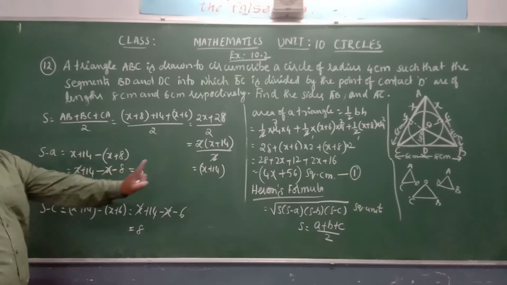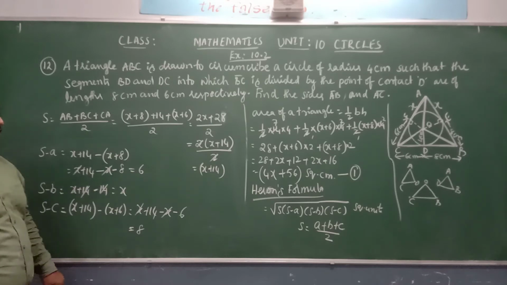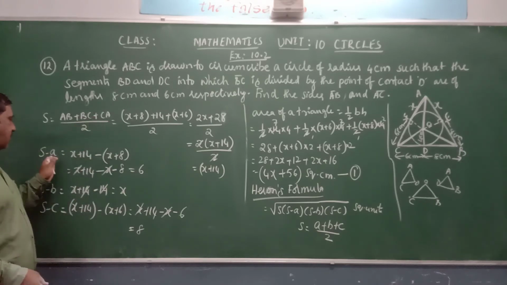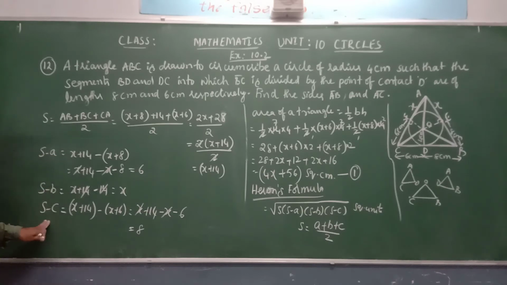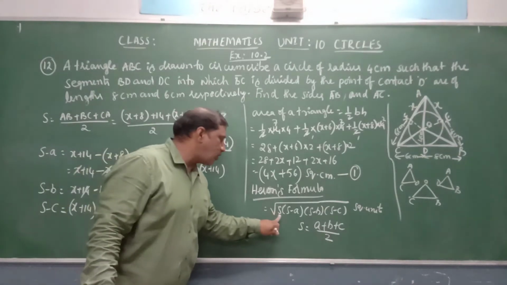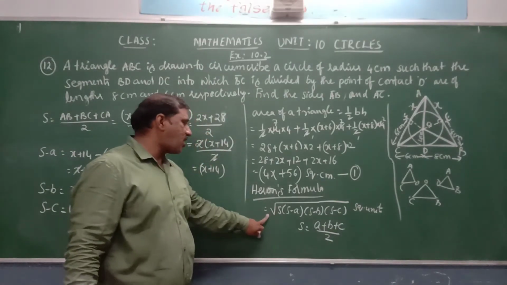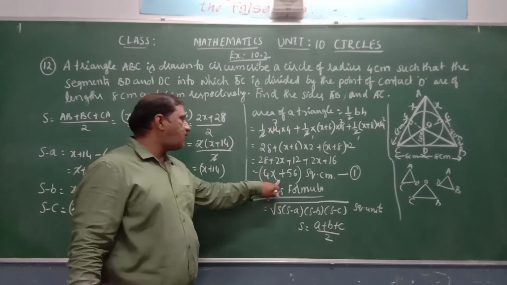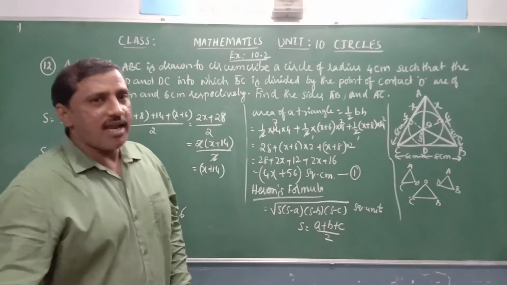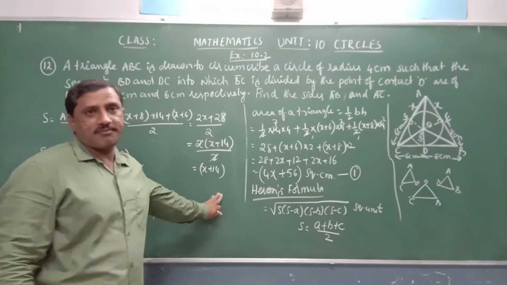Then substitute in that formula, we get the value. Is it clear, children? So first we find s minus a, s minus b, s minus c. Those values we substitute in this formula to find the area of triangle ABC. Already we got 4x plus 56. That you substitute, we will get the x value. Is it clear?